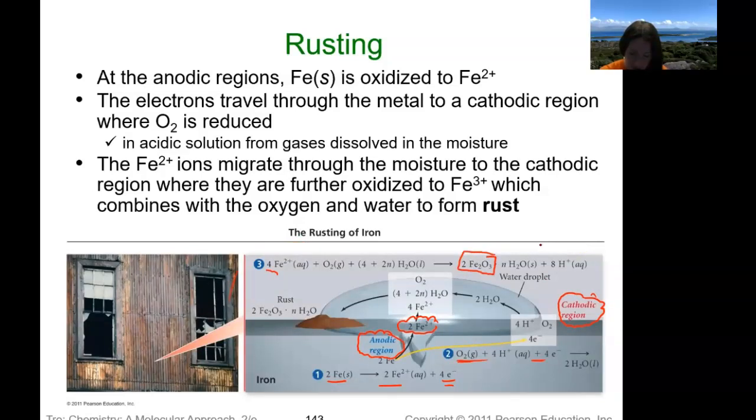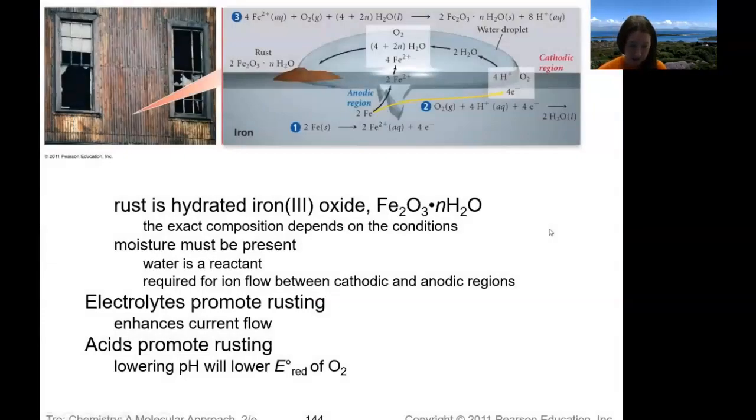And this is rust, right? So this iron 3 oxide is rust. And this is how rust occurs. But again, if there's no water, this reaction does not occur, right? And I have the picture again here. The rust, you can see it's a hydrated form right here. It's actually a hydrate. And again, this is all inside a water droplet. So without water, this reaction doesn't occur.